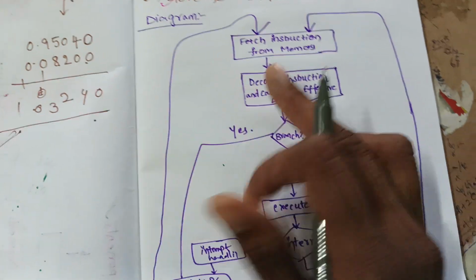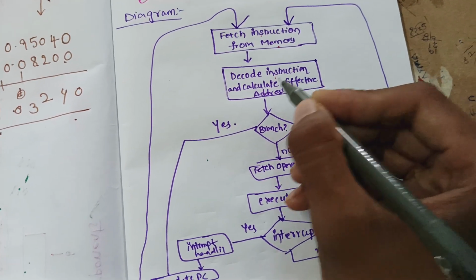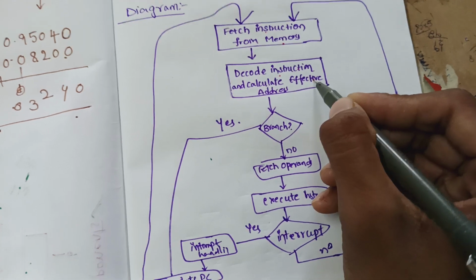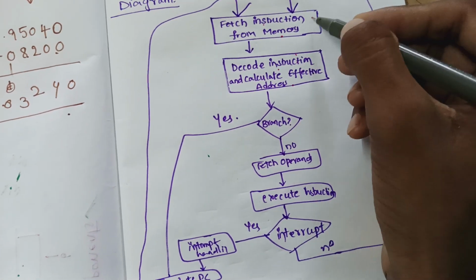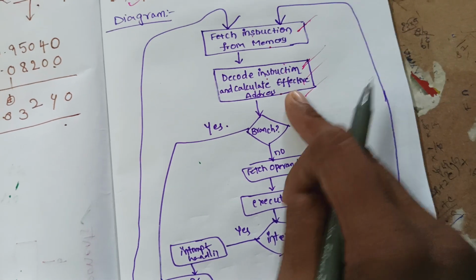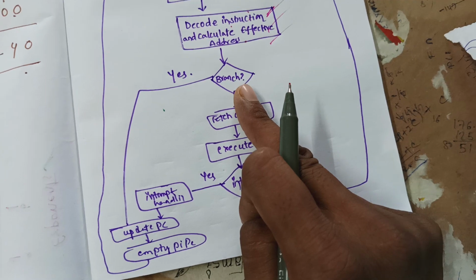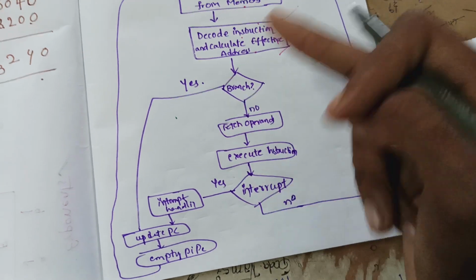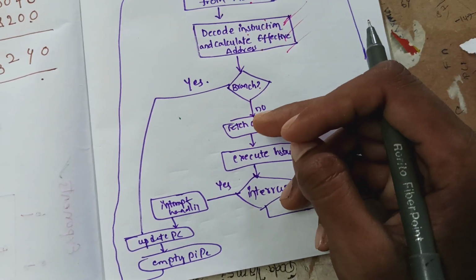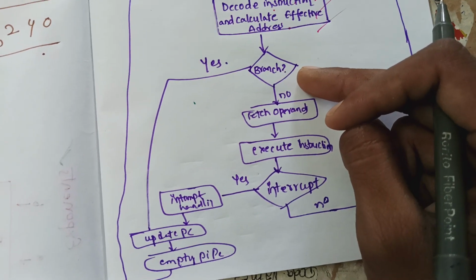So I will show the diagram. The first step is to fetch the instruction from the memory. The second step is to decode the instruction and calculate the effective address. After fetching the instruction from memory, we decode it and calculate the effective address. The next step is to check whether there is a branching instruction in our instructions or not.